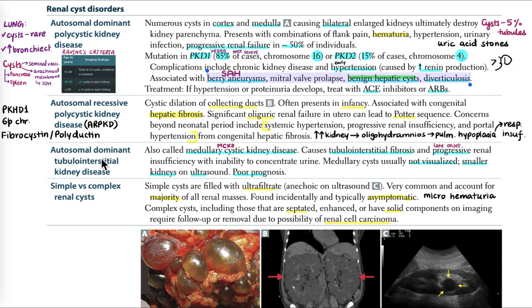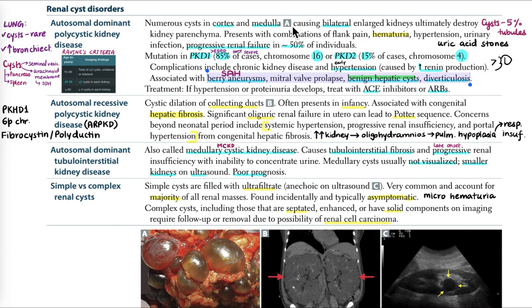Now another very weird thing is in autosomal dominant tubulointerstitial kidney disease, it is medullary cystic kidney, but since it's in the medulla, the medullary cysts are not very well visualized. So that is a point of contrast between all the three. So let's get back to dominant.